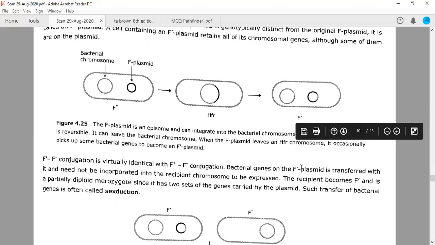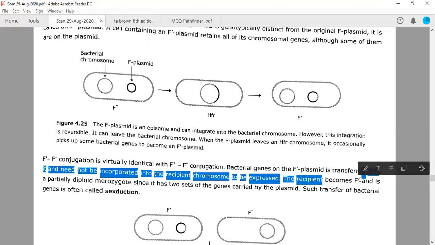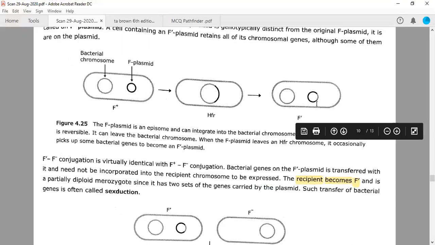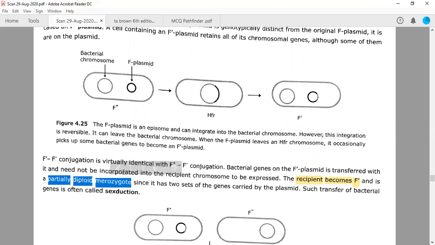A bacterial gene on the F dash plasmid is transferred with it and need not be incorporated into the recipient chromosome to be expressed. The recipient becomes F dash. So this you need to note. The recipient cell in this case of F dash F negative transfer will become F dash. It is not F positive, right? This will become F dash because it has a copy of this plasmid. And it is a partial diploid merozygote, since it has two sets of genes, carried by the plasmid.